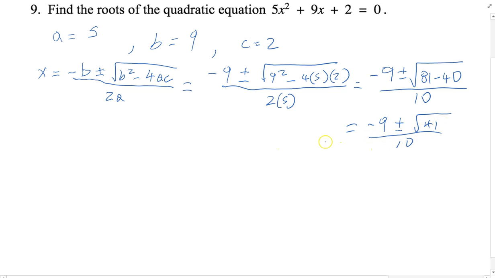Now notice here we have two roots. The first one is x equals negative 9 plus root 41 over 10, and the other root is x equals negative 9 minus root 41 over 10. And that is where your quadratic graph would intersect your x-axis in these two places.